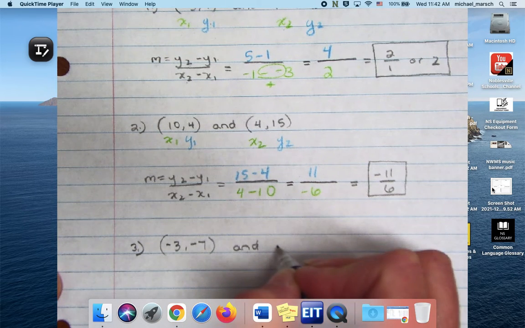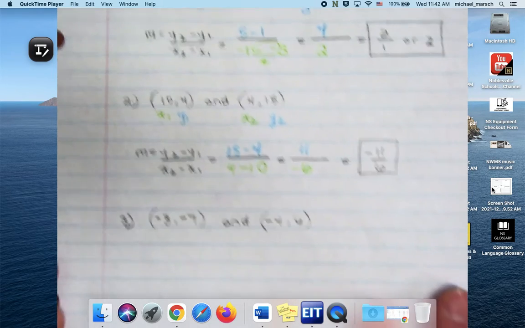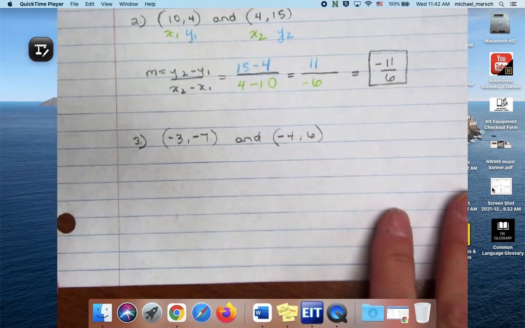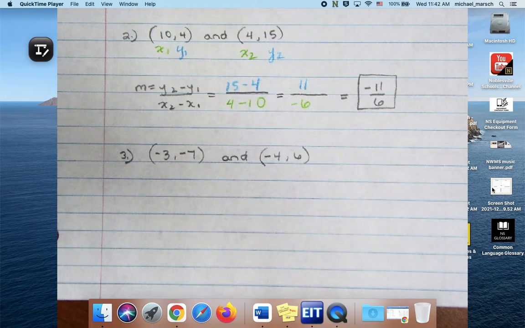You guys are going to do this one by yourselves. This example or the worksheet? Both. We're going to do this example by yourself. Just use what we've done so far as your guide. And then I'm going to come around with the practice page for you. So it's negative 3, negative 7, and then negative 4, positive 6.